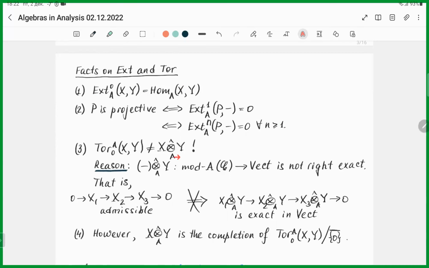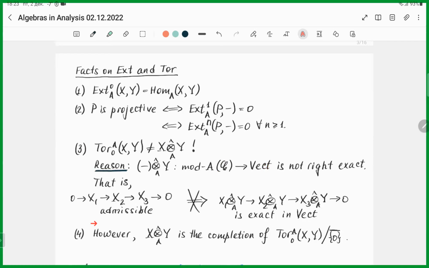The next fact could be a little surprise for those of you who are familiar with classical homological algebra, but probably not familiar with Banach homological algebra. The surprise is that the functor Tor_0 is not the same as the tensor product. So in the classical homological algebra, these functors are isomorphic, but not here. The reason is that, in contrast to the pure algebraic tensor product, the completed projective tensor product is not right exact when we consider it as a functor from right topological A modules to the category of vector spaces.